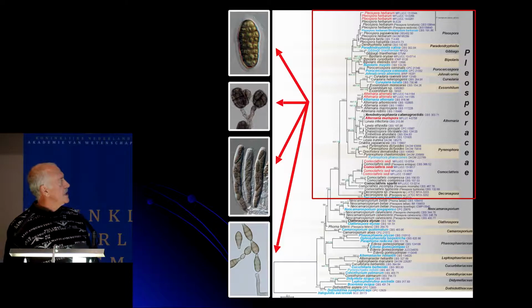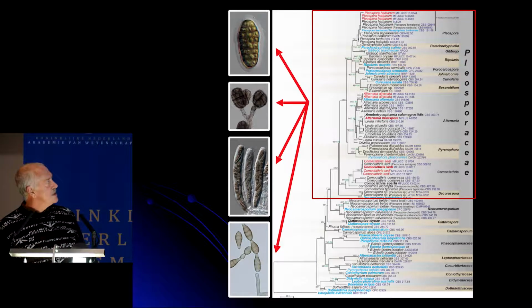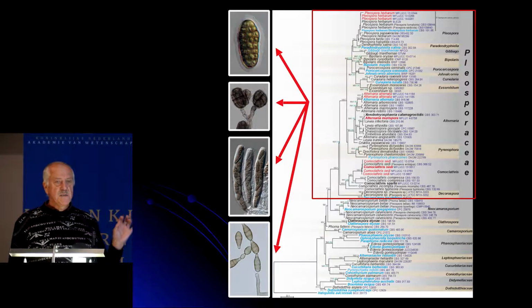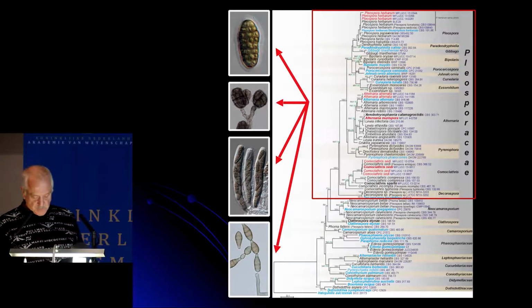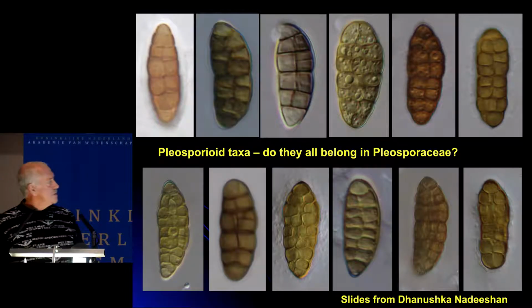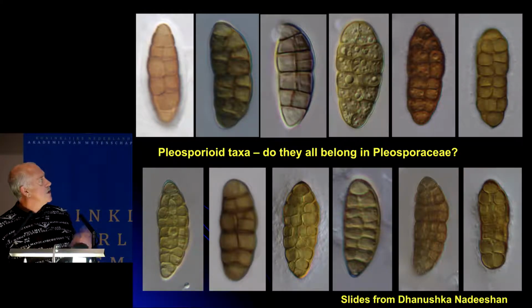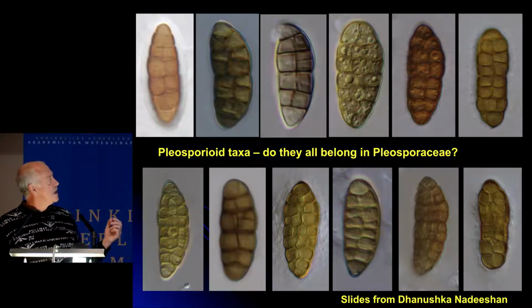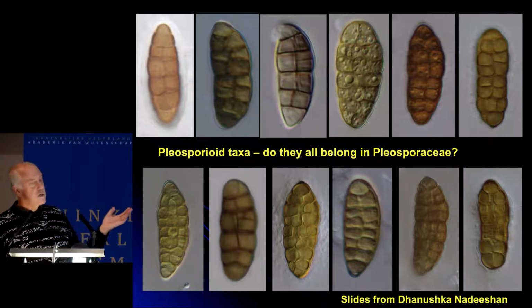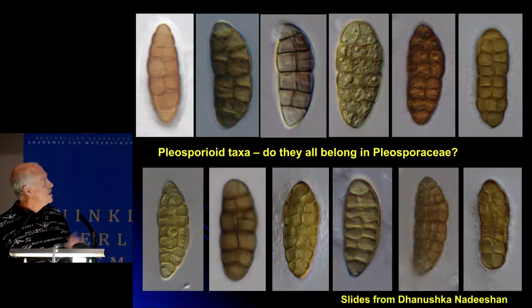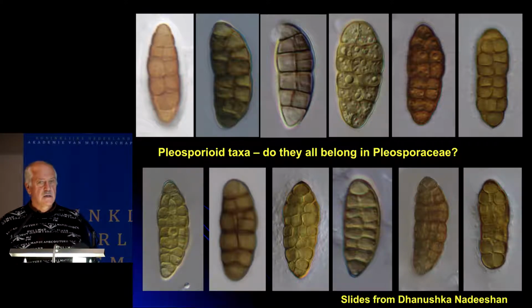So this is what we've done here. In the Pleosporaceae, there is the Alternaria sexual state, there is the Stemphylium, Pleospora sexual state, and the Comoclathris. They are all these pleosporoid fungi. So my student in China, Thailand, has been working on pleosporoid fungi. So you can look at all these. Do you think they all belong in the Pleosporaceae?